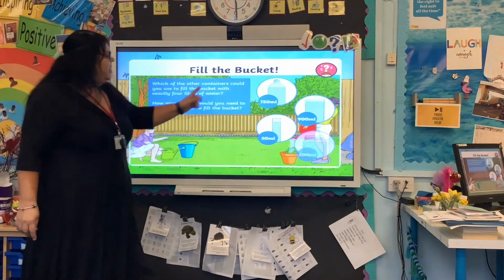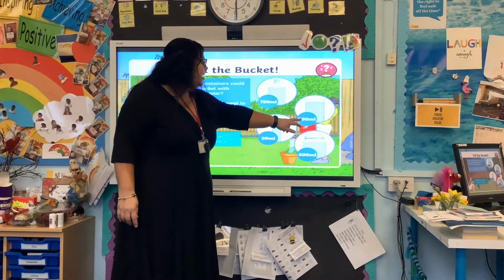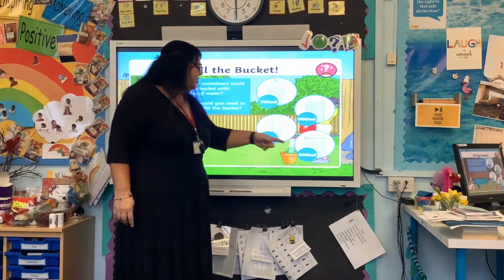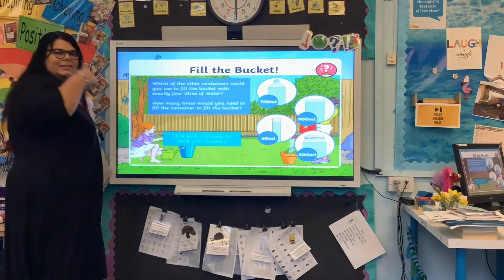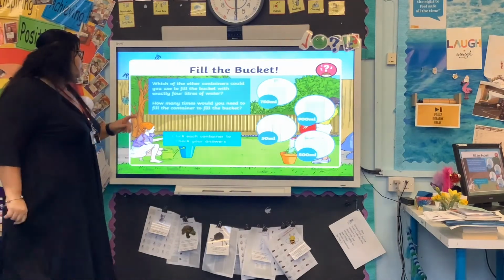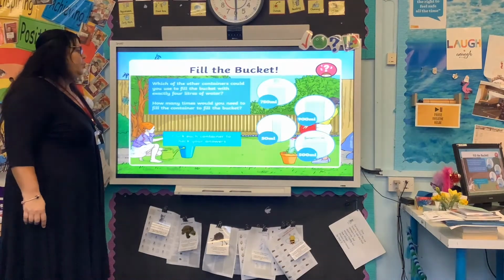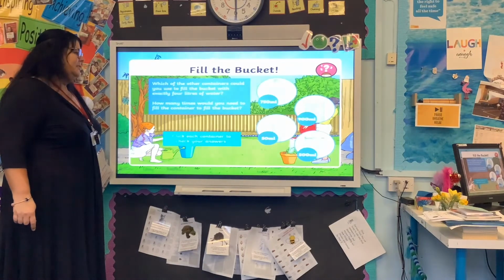So here there's some other containers, 750 millilitres, a 900 millilitre, 50 millilitres or 500 millilitres. Which of these containers would also fill the bucket with exactly 4 litres? Have a think about that. Which ones do you think would exactly?